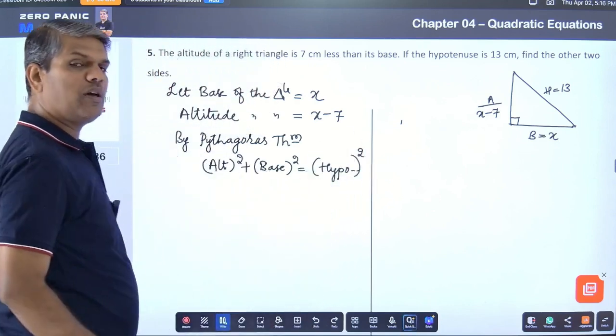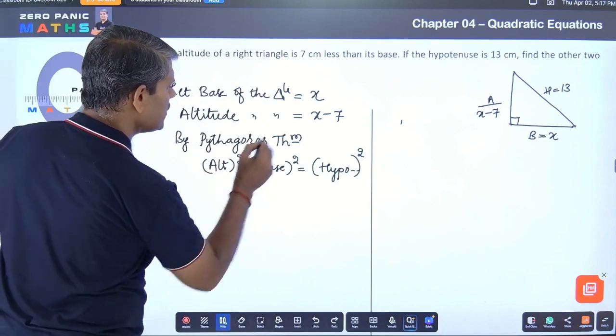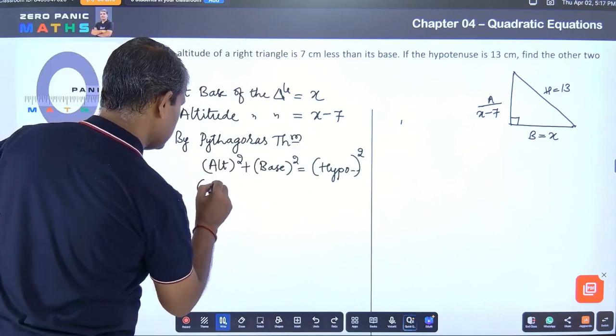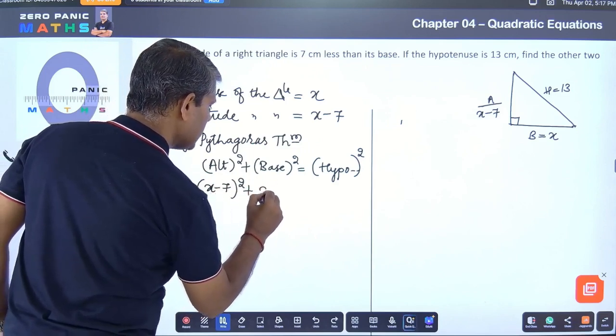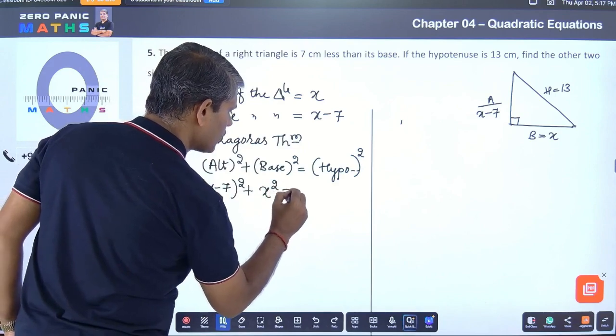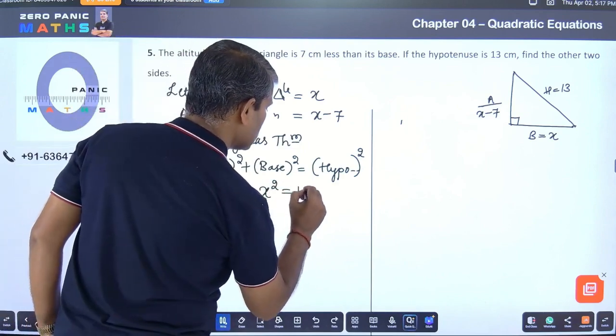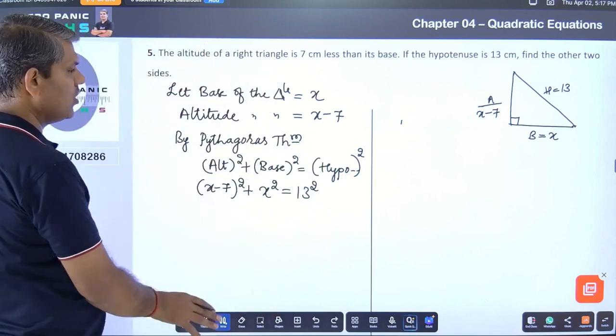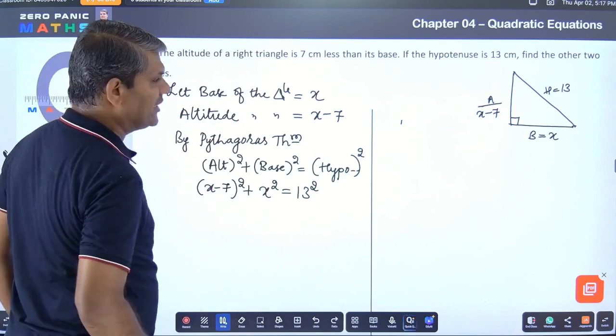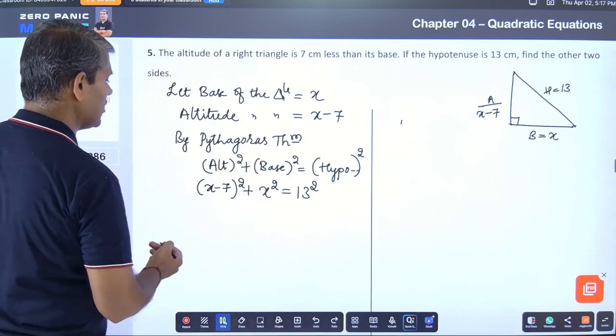So that is what the Pythagoras theorem is. What is altitude? X minus 7, and square. What is base? It is x. Is that what we considered? What is hypotenuse given? 13 square. Let us resolve this and find out the quadratic equation, and later solve that quadratic equation.